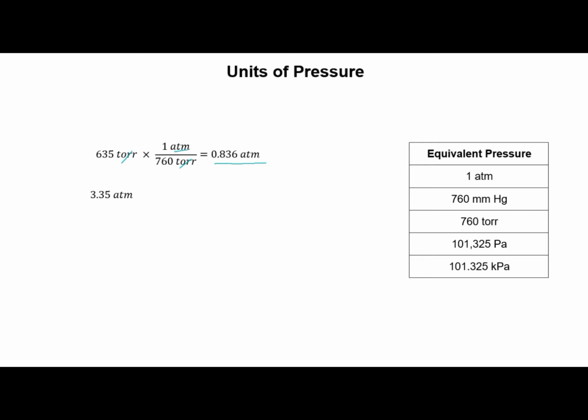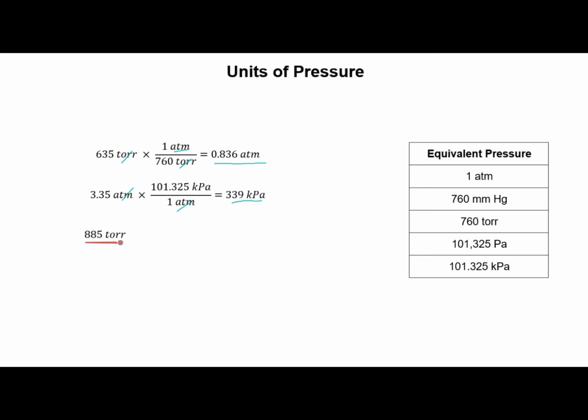Let's do another example. Let's say we're starting with 3.35 atmospheres, and let's convert that to kilopascal. So here's my conversion factor from my table. I write it so that my atmosphere cancels, and I get 339 kilopascal. Let's do a couple more just to keep practicing.